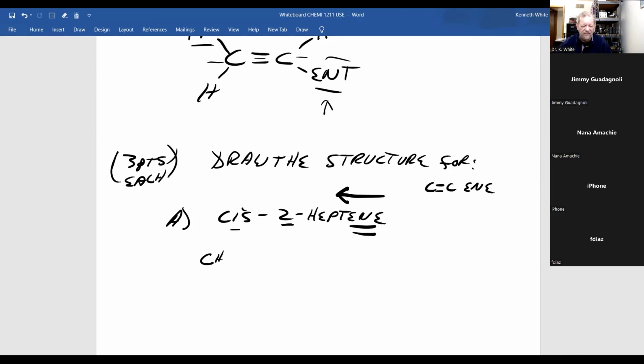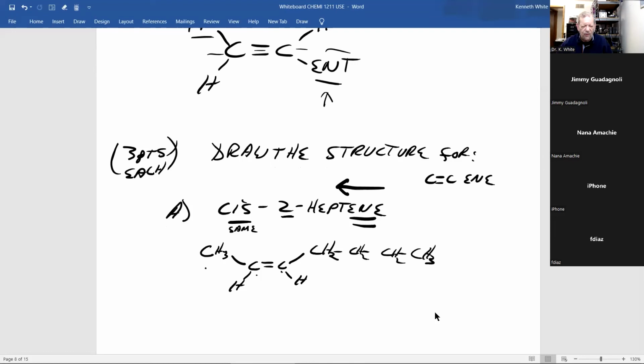So I have 1 carbon, then my second carbon is the double bond, and I'm showing stereochemistry, and the hydrogens are on the same side because cis is same. And then 1, 2, 3, 4, 5, 6, 7. And remember, there's always 4 bonds to carbon. And there you go. 7 carbons. 1, 2, 3, 4, 5, 6, 7. The double bond starts at carbon 2, and the hydrogens are on the same side.